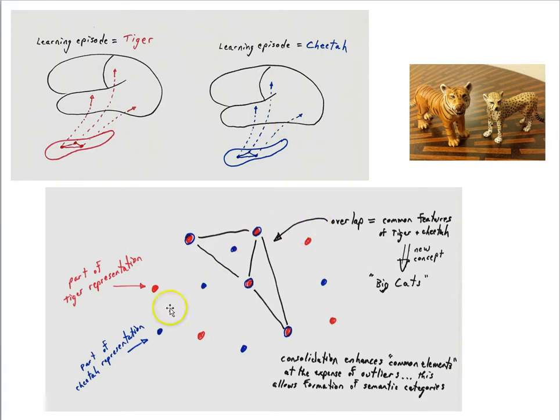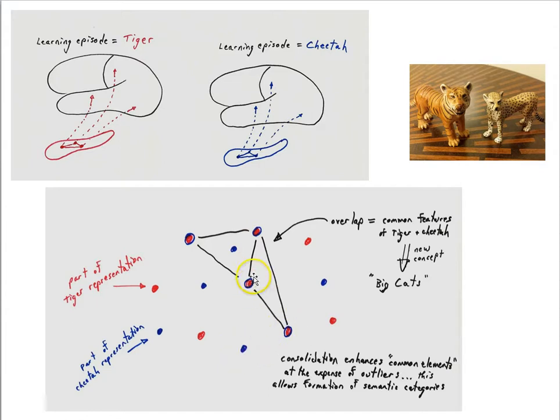Well, in this picture down here, we've got the red cortical cells and the blue cortical cells. So last week, when we saw the tiger at the zoo, we had the red cortical cells activated, forming part of the cortical memory for the tiger at the zoo. But yesterday, we saw the cheetah, and that activated the blue cells in the cortex, making a cheetah representation.